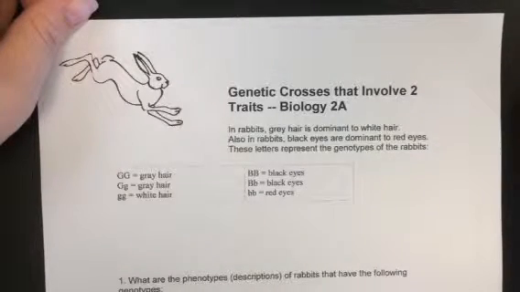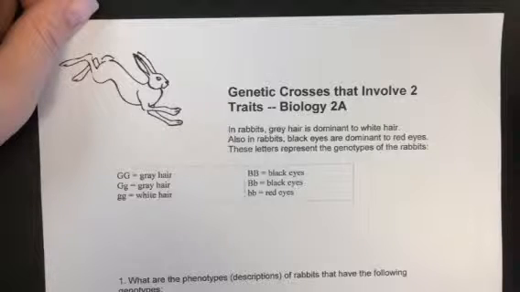Genetic crosses that involve two traits, Biology 2A. In this video, we're going to look at when an organism inherits two traits that are located on separate chromosomes, what we call unlinked traits. If you get into linked traits, it gets a little more complicated, but we're just going to go with this for right now. So in rabbits, gray hair is dominant to white hair.